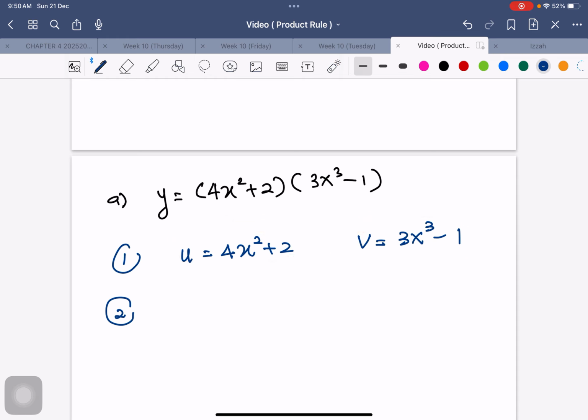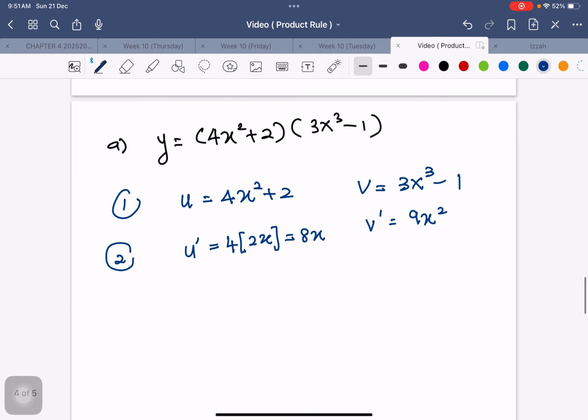Okay, so differentiate u with respect to x, so you will have du/dx or u prime, which is equals to, so 4 constant kan, so kita keluarkan. Okay, so this is differentiate polynomial with power n, so n ke depan. Okay, x, so power tolak 1, and differentiate constant will give you 0, so you will get 8x. Okay, so same goes for this one, you will get 9x squared.